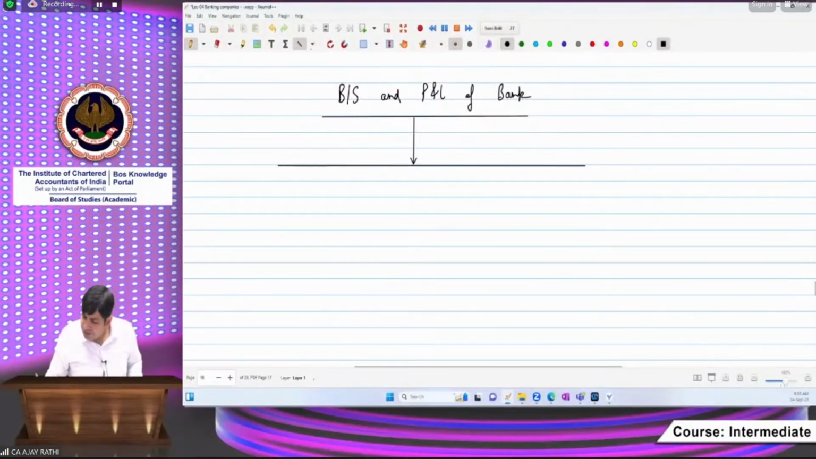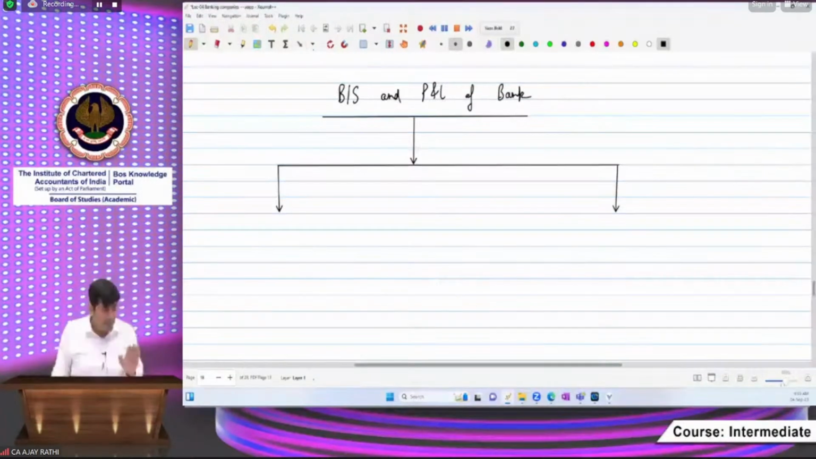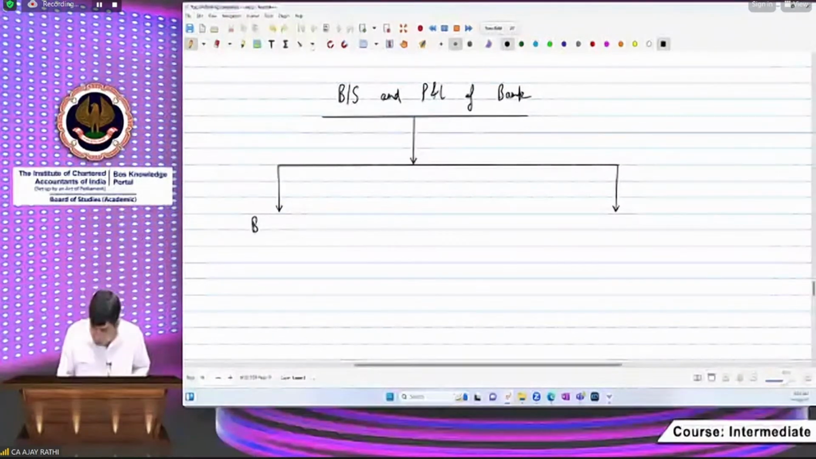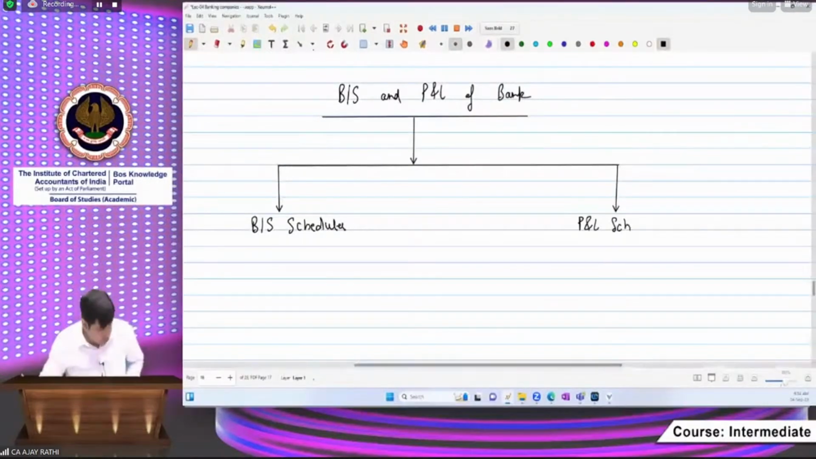Instead of using the words notes to accounts, we are using the word schedules here. What I am writing here? Schedules. Instead of writing notes to accounts as we use in the Companies Act 2013, we shall be using the word schedules. Beta, there are two parts. Number one, balance sheet schedules, and the numbers are fixed. Another part is notes to accounts.